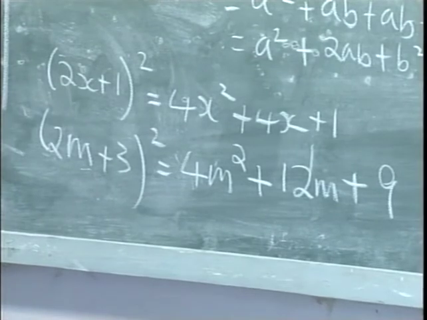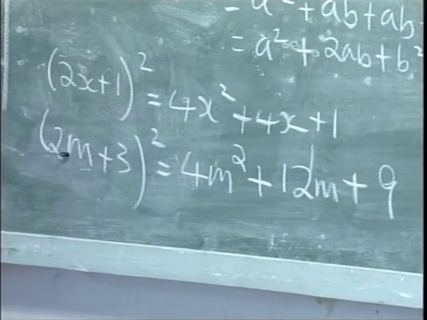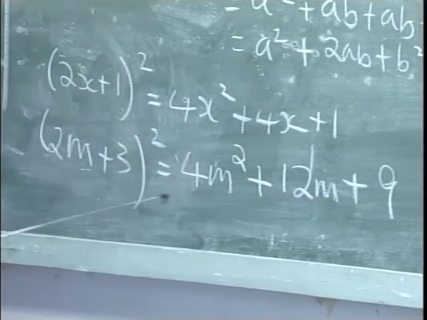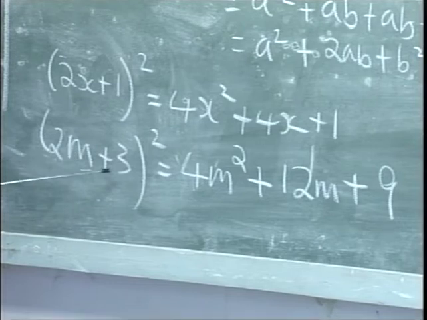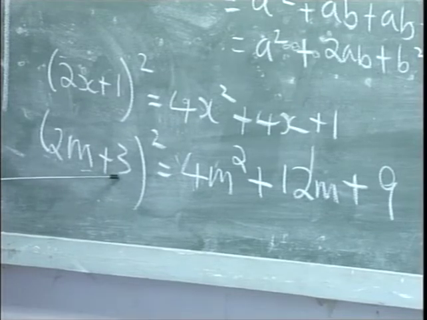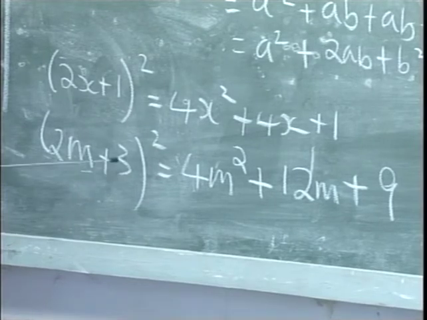Okay, so it's actually very easy. The first term will be the square of this one. The last term will be the square of this. The middle term, all you have to do is multiply this by this, and then multiply it by 2. That's all.